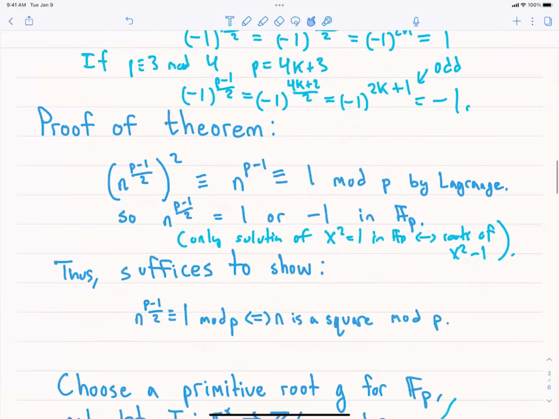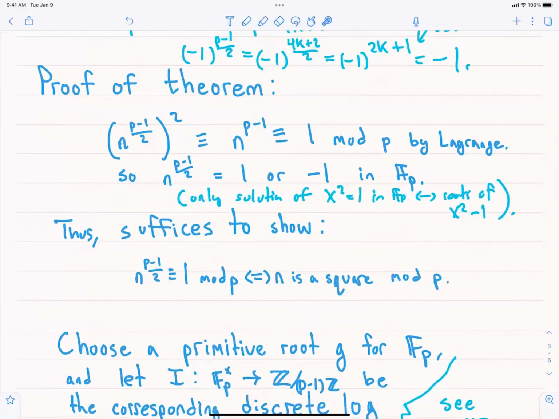And because of that, all we need to show now is that n to the (p minus 1)/2 is congruent to 1 mod p if and only if n is a square mod p. Because if this is not true, then we only have one other option. Since we know n to the (p minus 1)/2 is either 1 or minus 1, if it's not 1, that has to be minus 1.